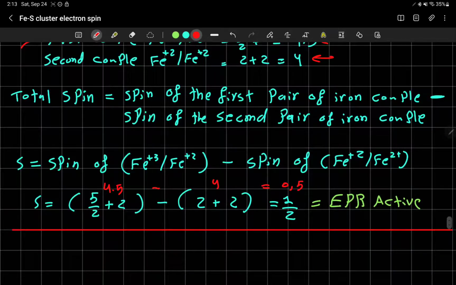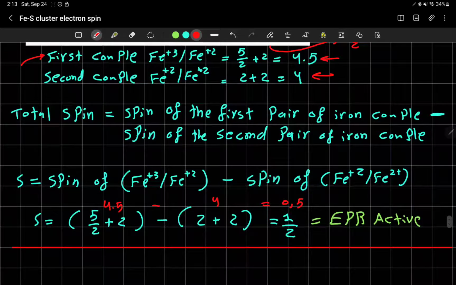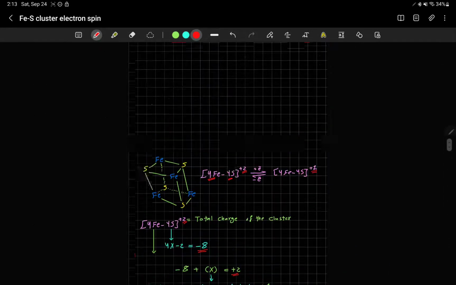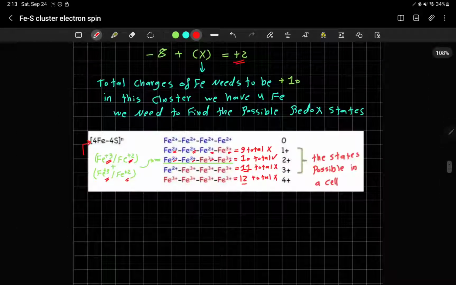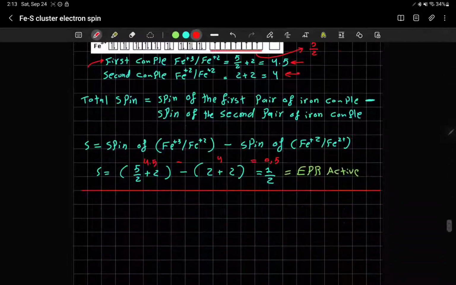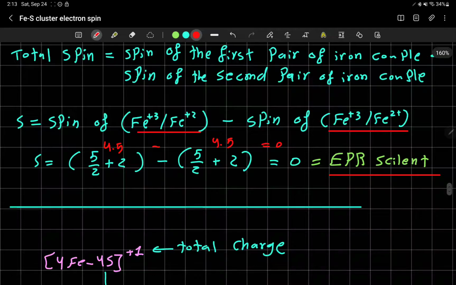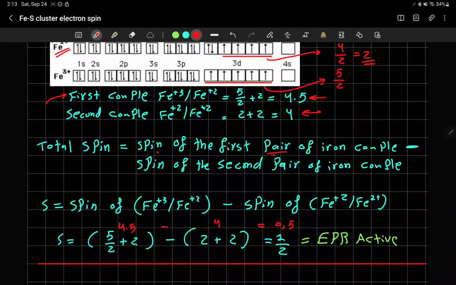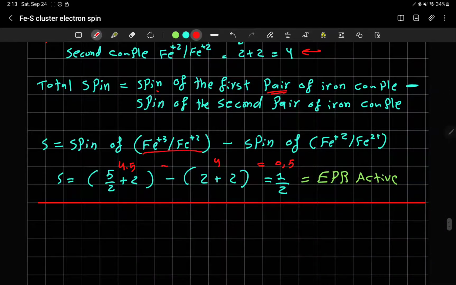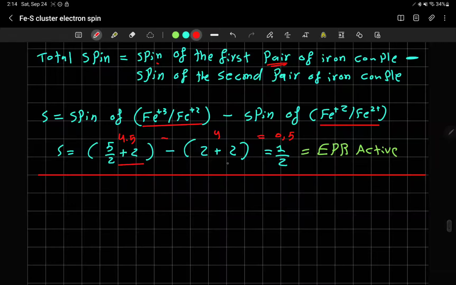Now the total spin, if we calculate the spin of the first pair of irons in this cluster: since we have pairs, we calculate the pair of irons, not just the single iron that we did here. I just want to compare it to the one that we did before. We did here the spin of the iron itself, the molecule itself. Here we are calculating the spins of the couples. So where were we? The spin of the first pair of irons minus the spin of the second pair. If we put it in, it will be 4.5 minus 4. It will give us a half, which is EPR active.